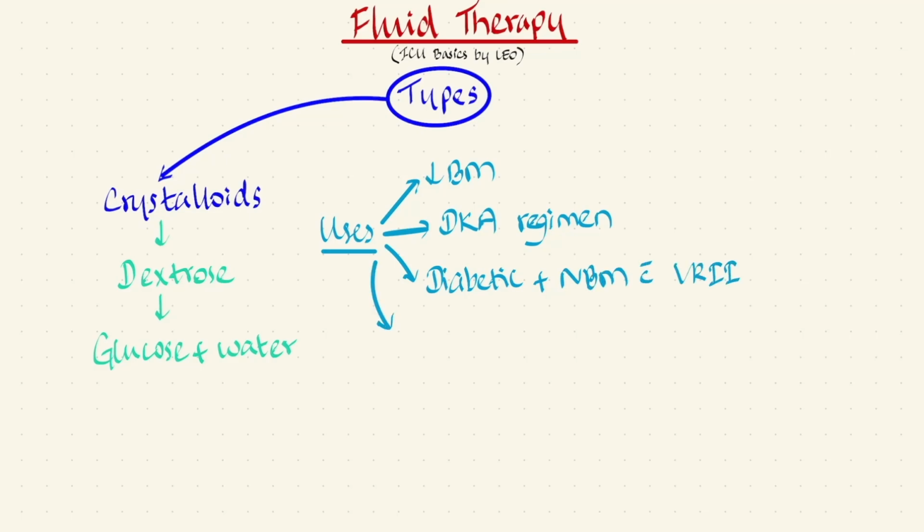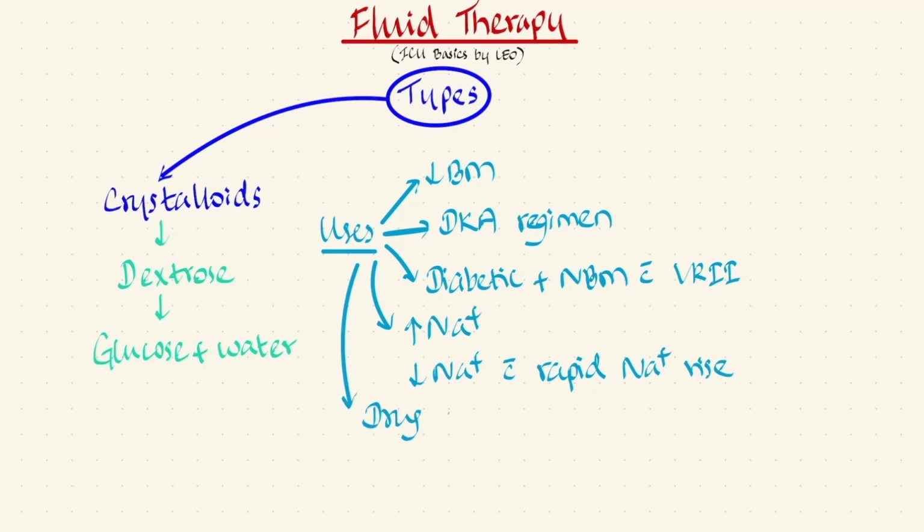We can use 5% dextrose in patients with hypernatremia or to prevent rapid rise of sodium when treating hyponatremic patients. Furthermore, dextrose can be used for preparation and dilution of drugs. Please bear in mind that when we give glucose to a patient, we should keep an eye on blood sugar as well as sodium level.